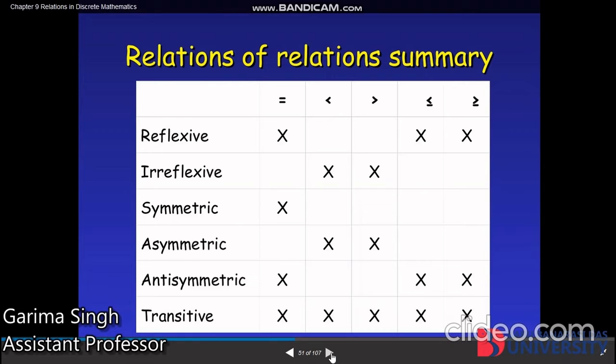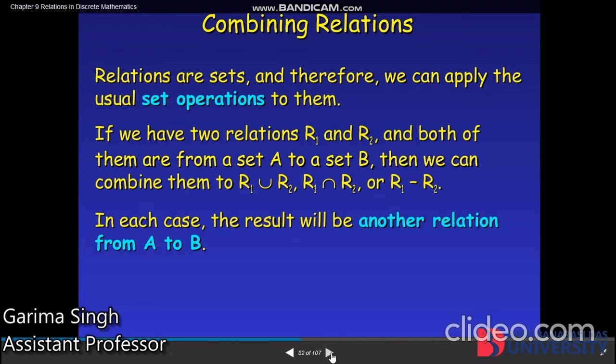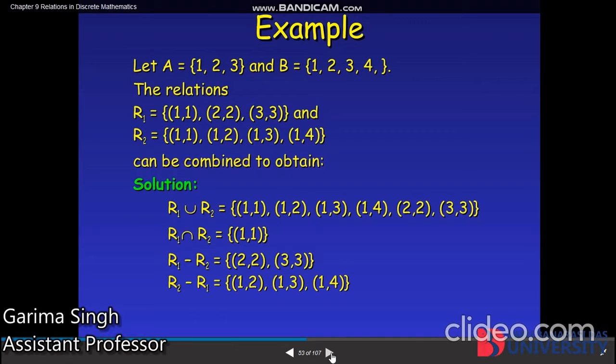This is the relationship summary. What is combining relations? Relations are sets and therefore we can apply the usual set operations on them. Now we are simply studying the types of operations that we can perform on our sets, and the same operations you can perform on relations also, like union, intersection, minus, all of them. They work the same way.